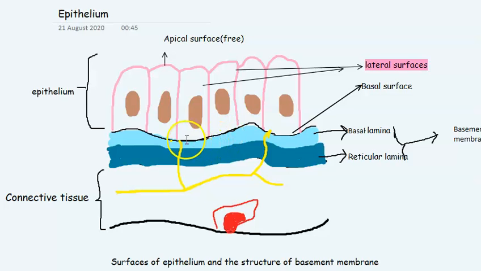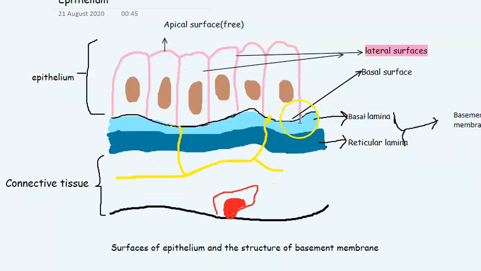The basal surface will have the proteins integrins, which will adhere to the proteins in the basal lamina of the basement membrane. The protein which is present in the basal lamina is laminins. So these will adhere together, and that cell junction is called hemidesmosomes. So the basal surface is the deepest layer of epithelium, and the apical surface is the superficial layer.